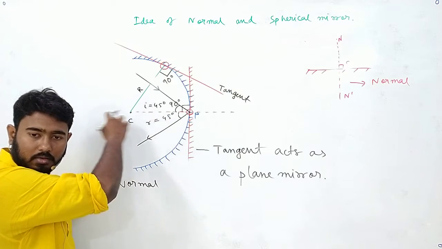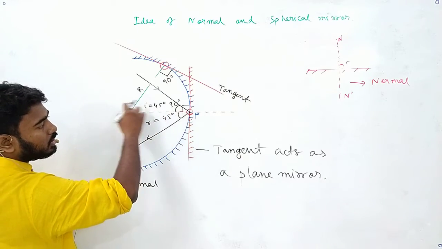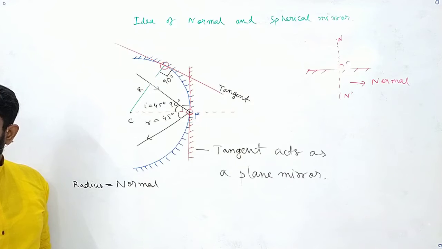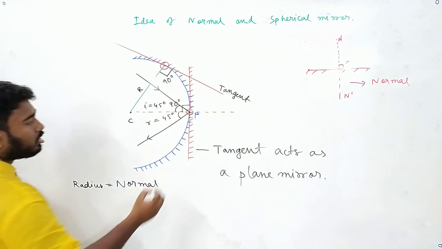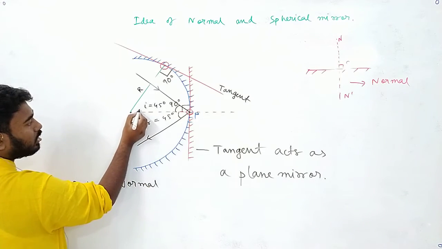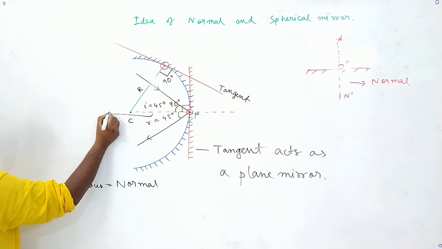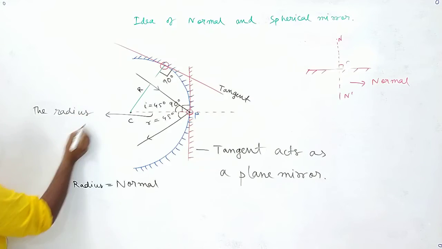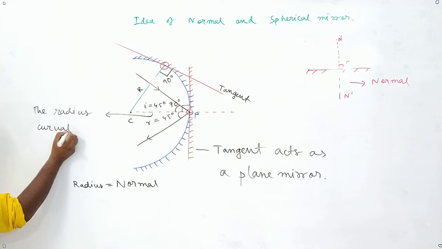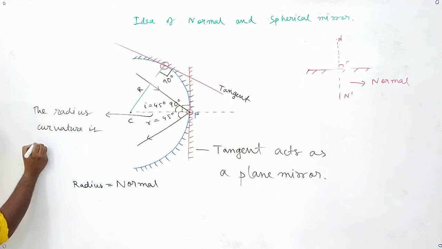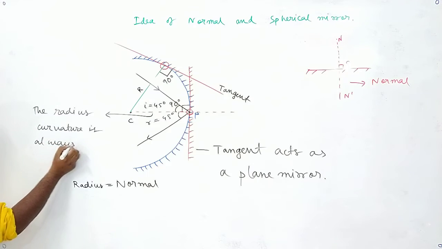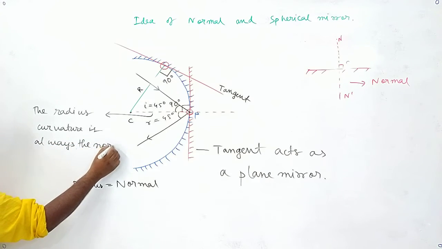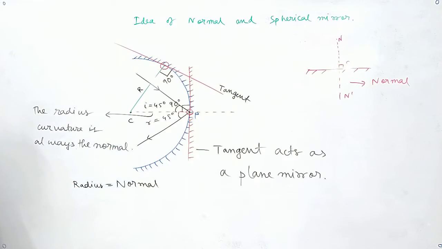It is also the radius of curvature. So is the radius of curvature normal? Yes. Right? So we got another point. Write down the radius of curvature is always the normal.